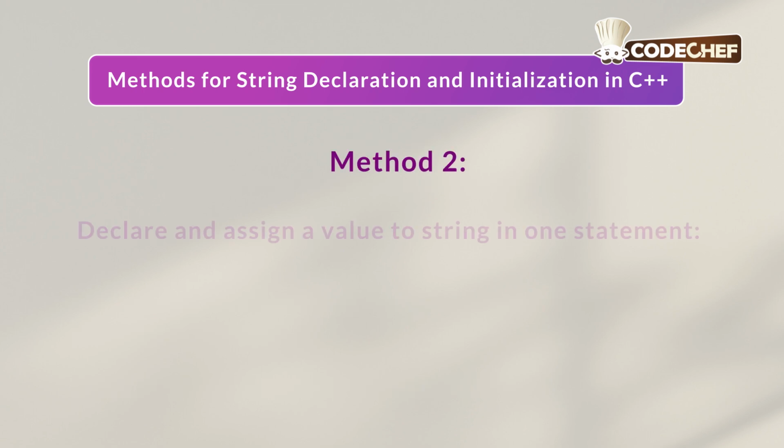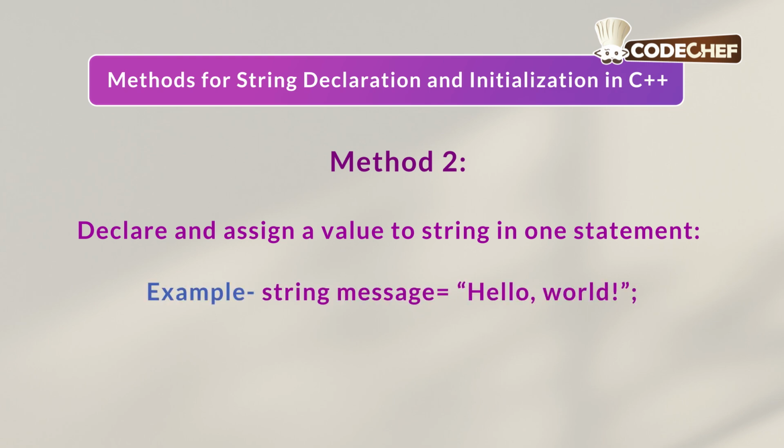Coming to the second method, here we declare and assign a value to a string in one single statement. For example, string message is equal to, in double inverted commas, hello comma world, and then semicolon. So if you see, we haven't declared and assigned a value separately to this string, but we have done this operation in a single statement. This is how the second method works.